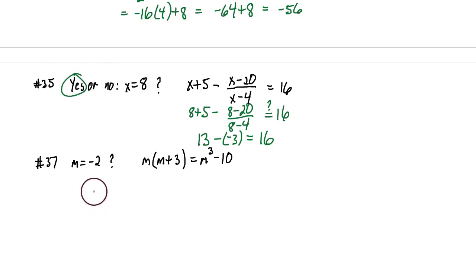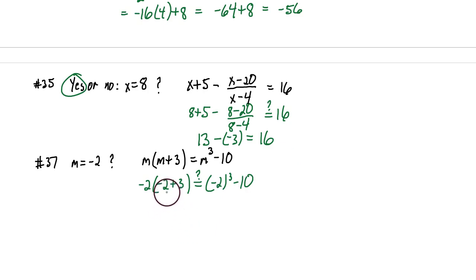Okay, number 37, is the answer for m negative 2? Let's substitute to find out. Put a negative 2 every place where there is an m. We're wondering, does that equal this expression? Let's simplify both sides of the equation and see if we get the same result.